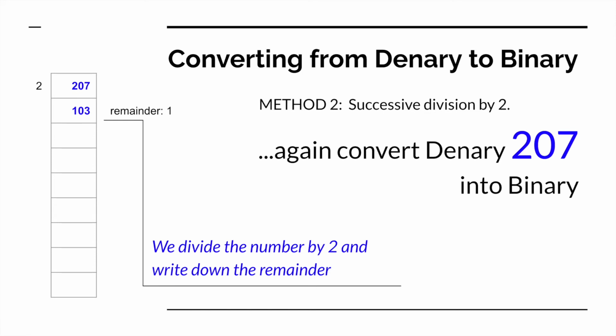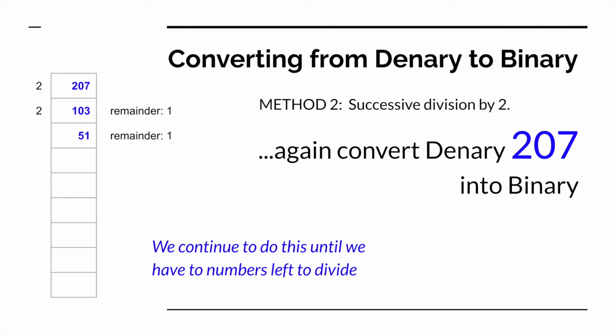Okay, so we divide it by 2, it gives us 103, which is basically 2 lots of 103 would be 206, which means we've got 1 left over, so that would be remainder 1. Okay, so we carry on down and divide 103 by 2, and again we've got an odd number, so it would be 51. Yeah, remainder 1.